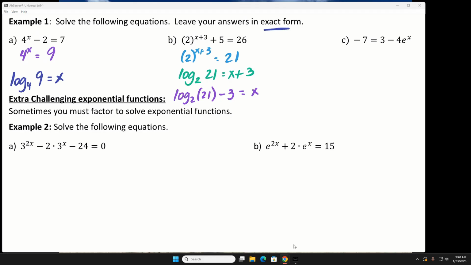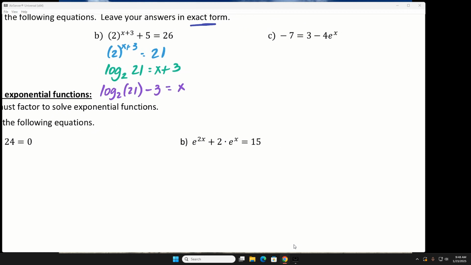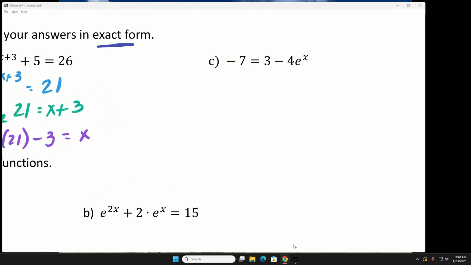All right, and then this last one. Before I write it in logarithmic form, I am going to get e to the x alone. So I'm going to subtract 3. And then divide by negative 4. All right, and then you guys go ahead and write this in logarithmic form, please.